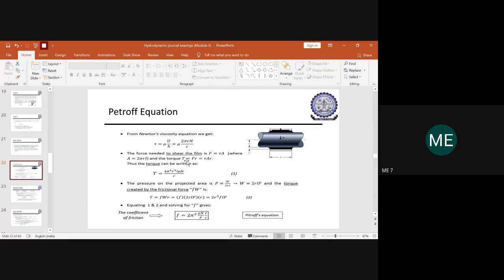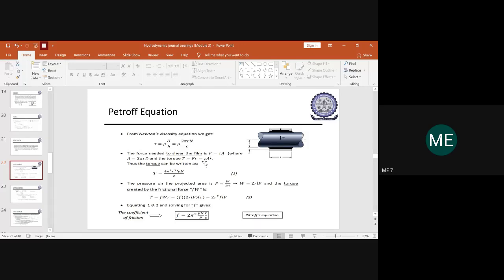The same thing will now be used to get the value of the torque. Torque will be equal to the force which was needed to shear the film into the value of r. What is r here? R is the radius of the given shaft. So this is how you will write the equation. But force here is equal to shear stress into area, so instead of force you replace it by tau into A, and you have R. Now the torque will be equal to shear stress into the area into the radius of the shaft.